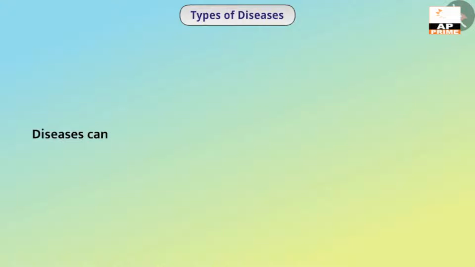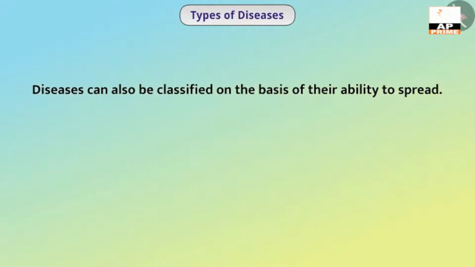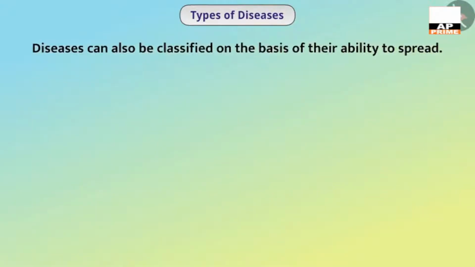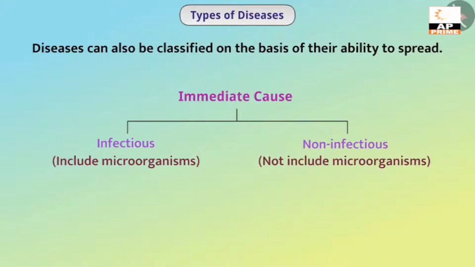Diseases can also be classified on the basis of their ability to spread. Let us understand this. In the previous video, we learned that the immediate cause of disease can be infectious, which includes microorganisms, or can be non-infectious, which does not include microorganisms.